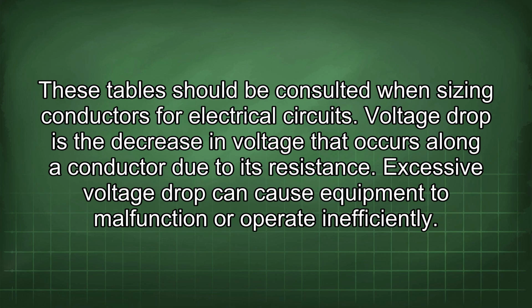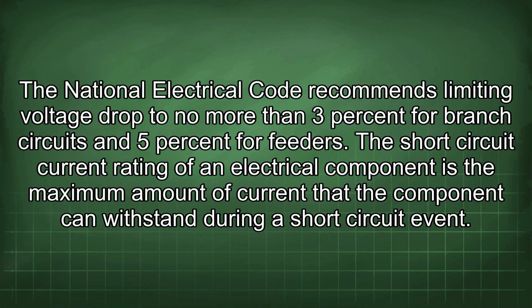Voltage drop is the decrease in voltage that occurs along a conductor due to its resistance. Excessive voltage drop can cause equipment to malfunction or operate inefficiently. The National Electrical Code recommends limiting voltage drop to no more than 3% for branch circuits and 5% for feeders.